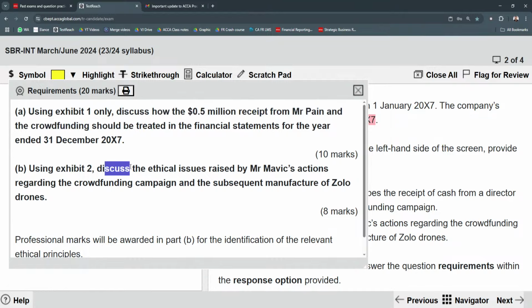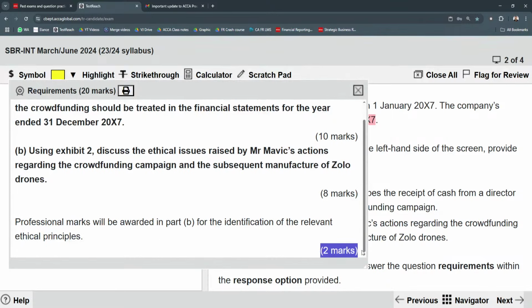But now see, discuss. Are they asking you for a calculation? No, they are asking you to discuss. So how many marks? 10 marks, 8 marks, 18 marks. Now 2 marks are professional marks.